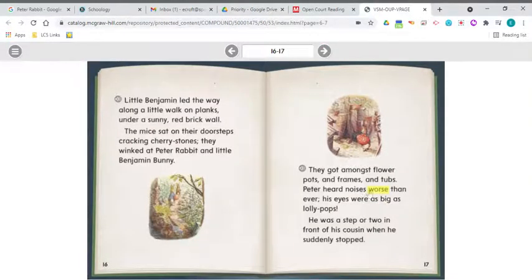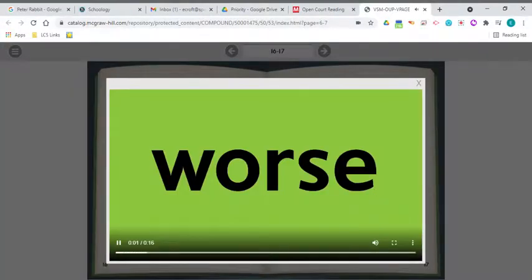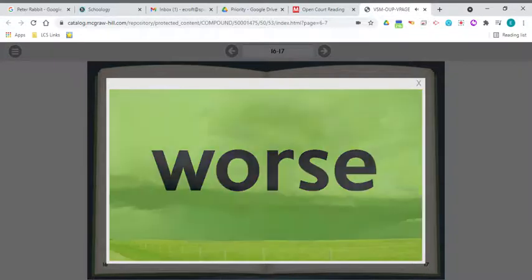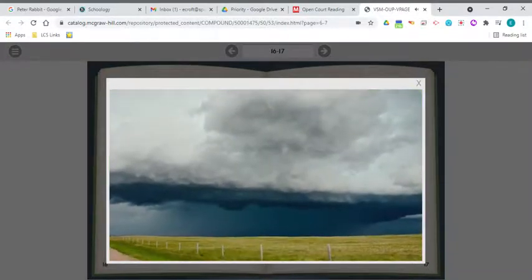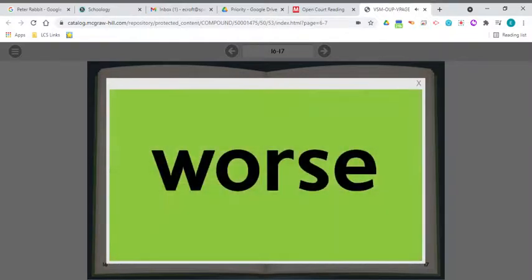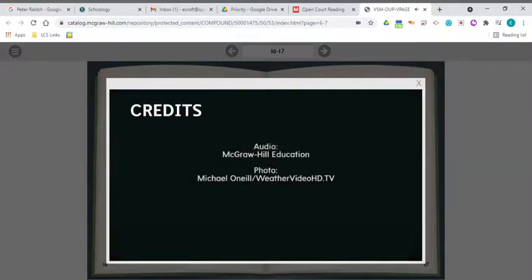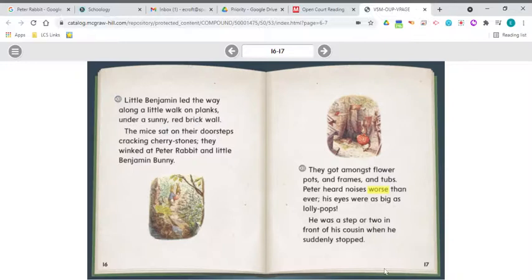All right, one more vocabulary word today, and it was the word worse. Peter heard noises worse than ever. Worse. More frightening or unpleasant. This week's storm was worse. More trees fell in this week's storm. Worse. All right, so worse means more frightening than ever, right? So Peter was very nervous and heard all of these noises even worse than before.